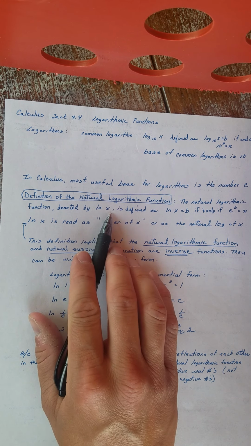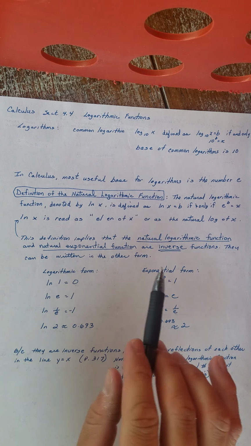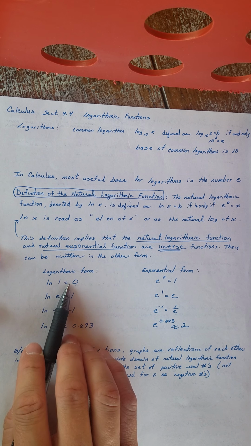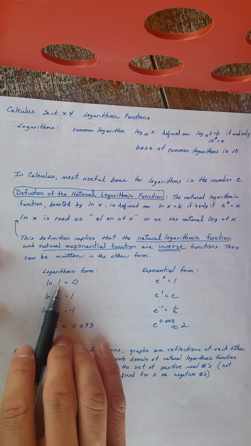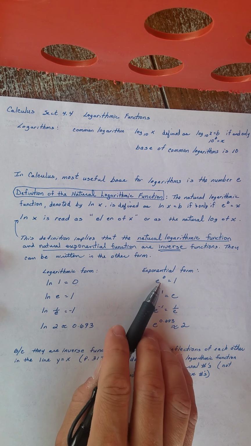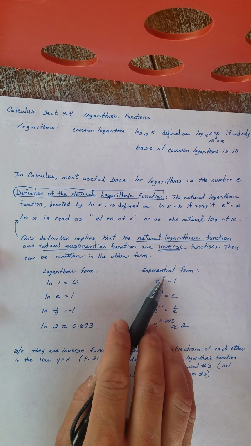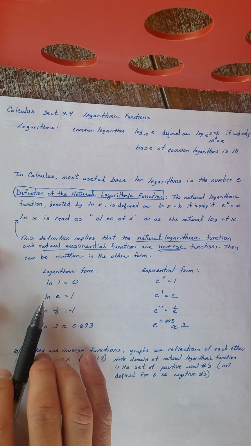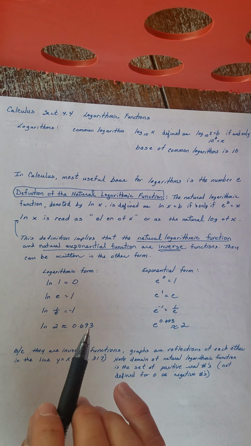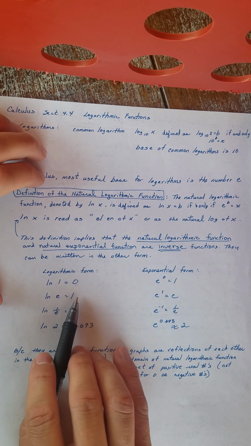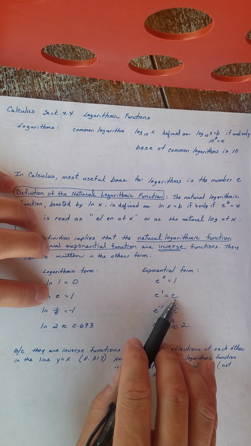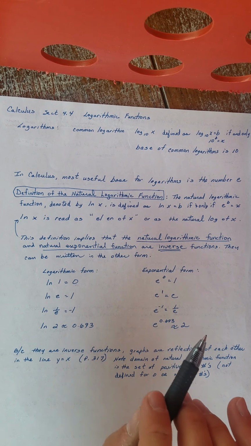This definition implies that the natural logarithmic function and the natural exponential function are inverse functions. They can be written in the other form. So when you see something like ln of 1 equals 0, how do we know that the natural log of 1 is 0? Because e raised to the 0 power is 1, since any number raised to the 0 power is 1. If you have these together, they essentially cancel each other out. What is the natural log of e? It's 1, because e raised to what power is equal to e? Well, if you want it to be equivalent to itself, you raise it to the first power.